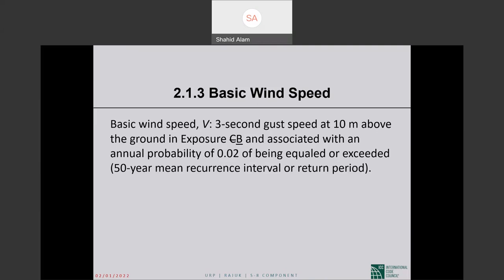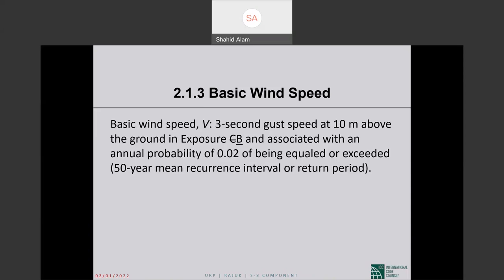And then the other thing we have to specify is the roughness of the ground. Is it smooth? Is it rough? Is it very rough? And that's where this exposure B comes in. Okay. There used to be exposures A, B, C, D. As you went from A to B to C to D, it became smoother and smoother. A was the roughest, centers of big cities and so forth. Then many years ago, exposure A was deleted from ASCE 7. So since then, we have had exposures B, C, and D.